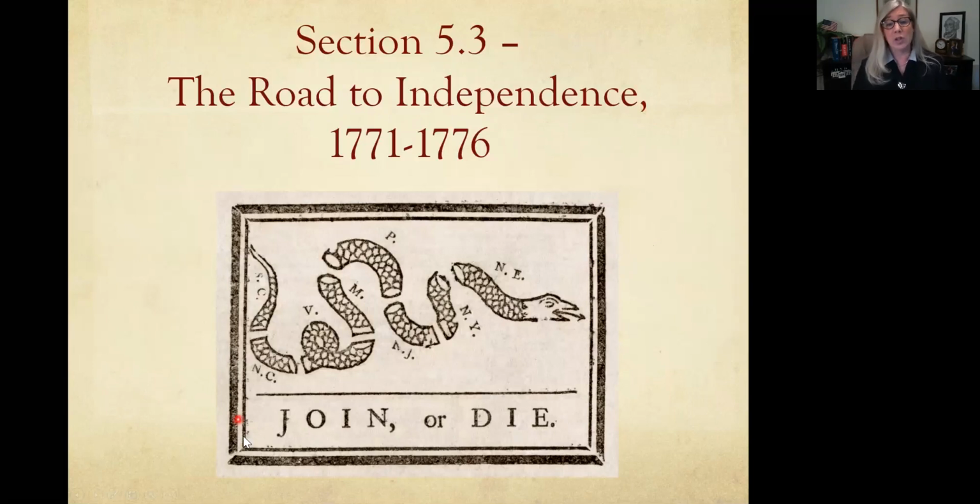So if we go back to our Benjamin Franklin Albany Plan for Union at the Albany Congress in 1754, we said at that time that he was kind of a forward thinker. He was someone who was looking ahead at the possibilities for uniting and working together as a group of colonies rather than staying independent.